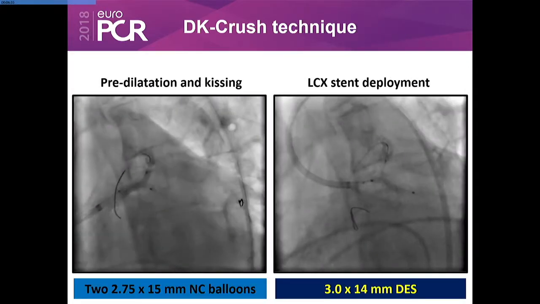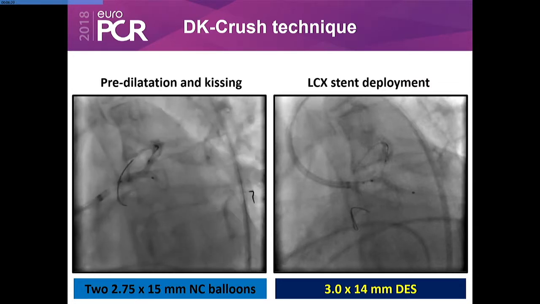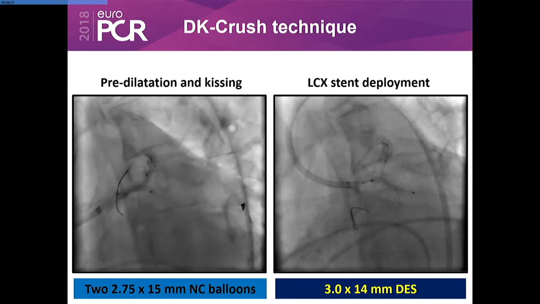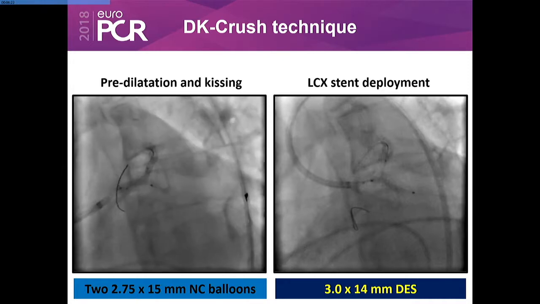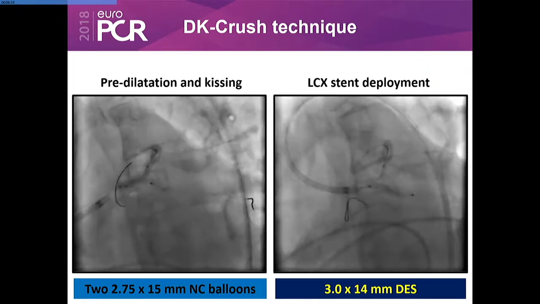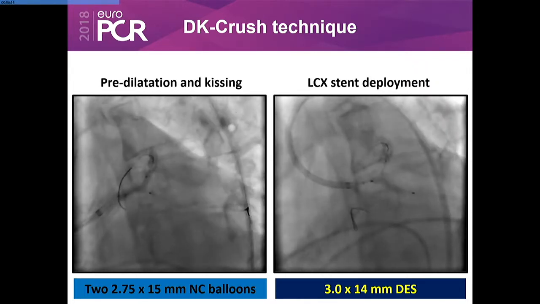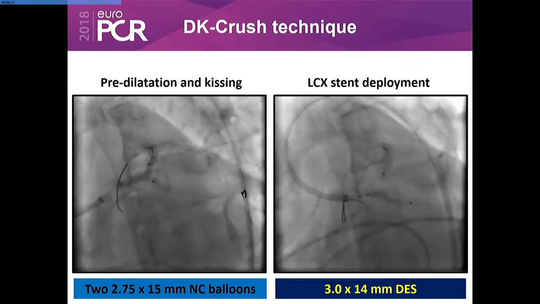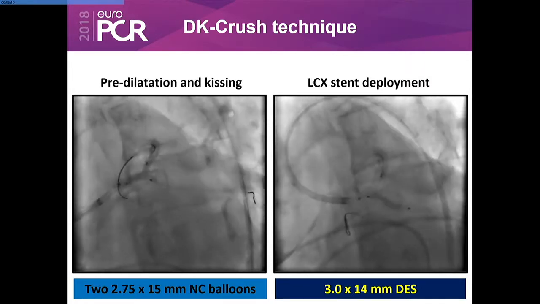So we started with predilation to both the ostium of the LAD and the ostium of the LCX, followed by kissing balloon. The balloons used were non-compliant balloons, 2.75 times 15, which we usually choose when there is ostial disease that is fibrotic. Then the first step of the DK crush technique was deployment of a 3.0 by 14 millimeter drug-eluting stent in the side branch, which here is the LCX.